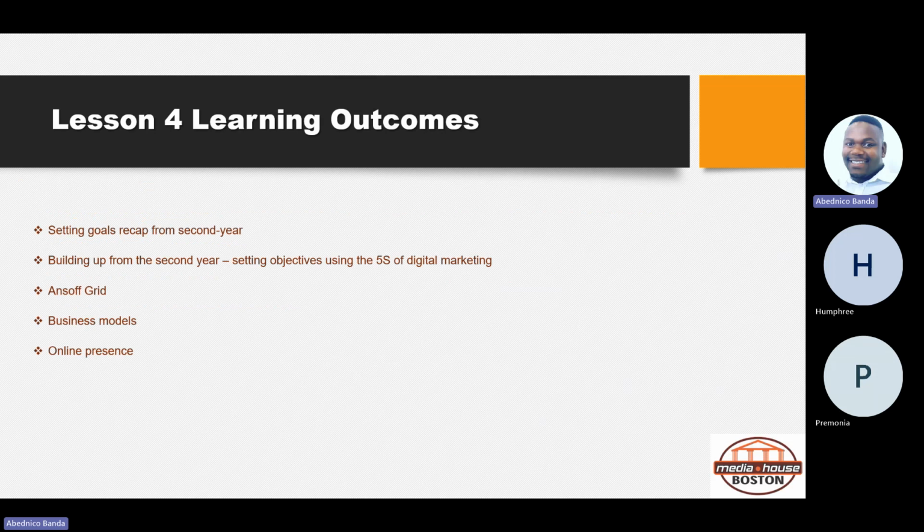Today, we are going to look at setting goals. It's something that you have already done in your second year, so it's going to be a sort of recap from your second year. We are also going to look at building up the second year's setting objectives using the 5 A's of digital marketing. Remember, in the assignment, we spoke about the 5 A's. So we are actually going to look at the 5 A's framework now.